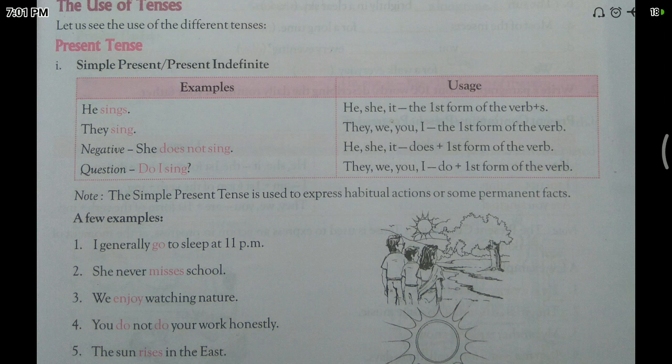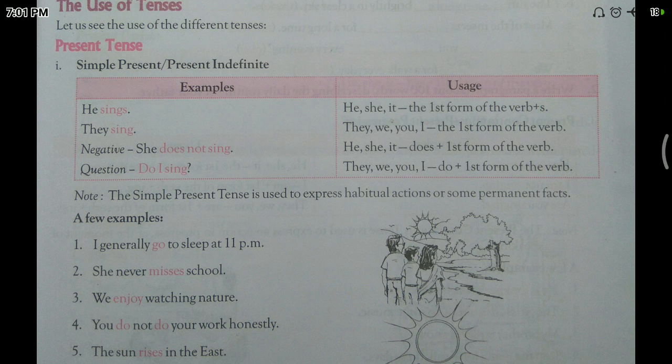He goes, then we use es in the verb go. So you can say when the subject is he, she, it, or in other words singular, then we use s or es in the verb's form. But when the subject is plural, as you can see in the example, they sing, there is a plural subject, so we cannot use sings, because we use the verb's first form only when the subject is plural.